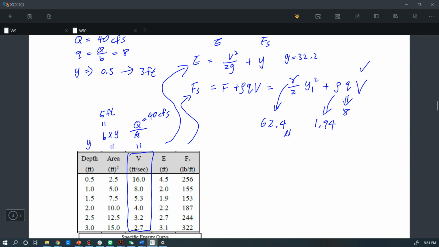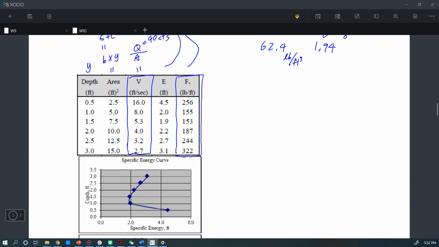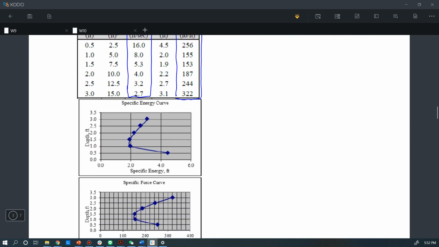This is pound per cubic feet. Okay, so now you just need to plug in the different water depths for this y1 with corresponding velocity for this term. Then you can calculate the column for the specific force. After you finish this table, you can use Excel to plot the curve.